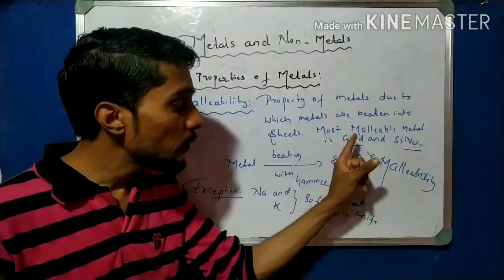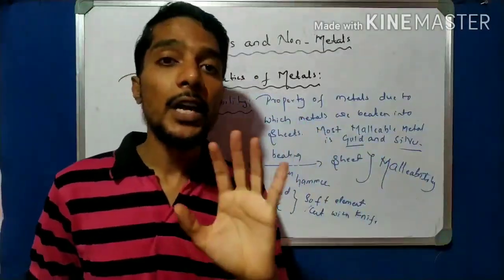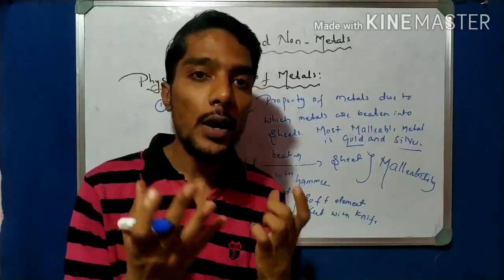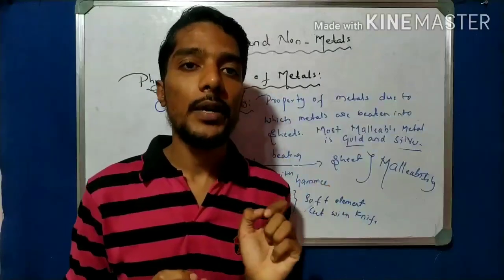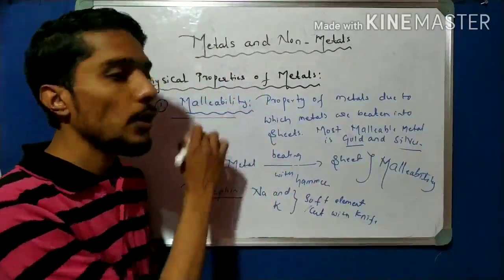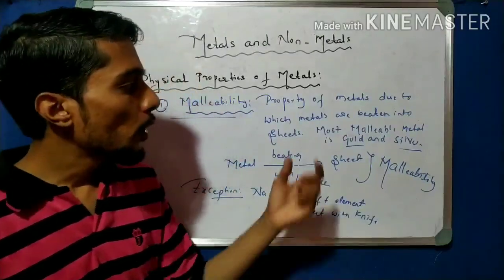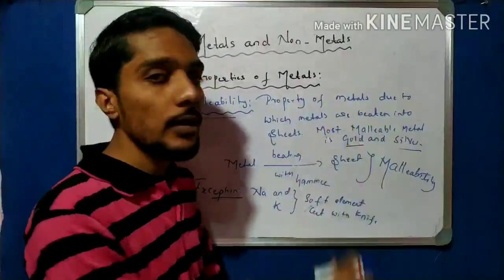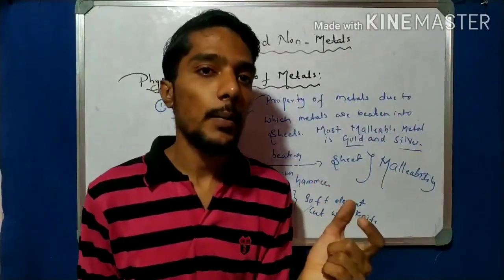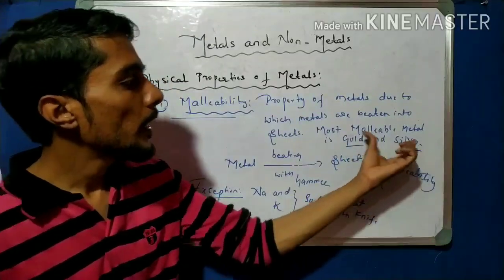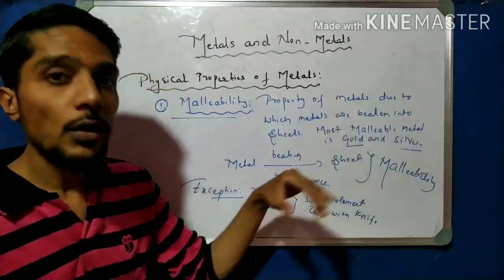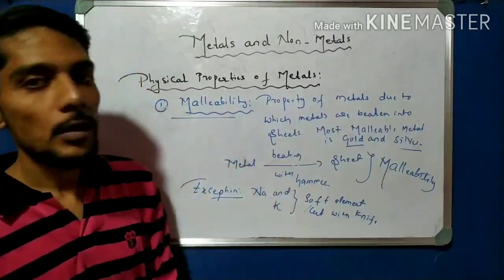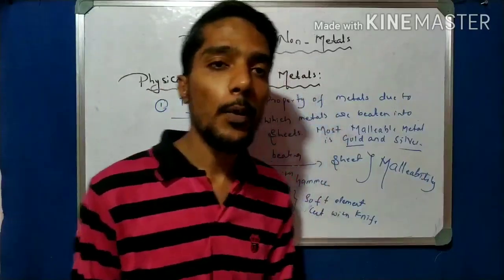That is why gold and silver are used in making ornaments. In the examination they ask why gold is used in making ornaments. It is because of the malleability property; gold is the most malleable element, so it is used for making ornaments. So the most malleable elements are gold and silver, and except sodium and potassium, all follow this property. This is the number one physical property of metals.